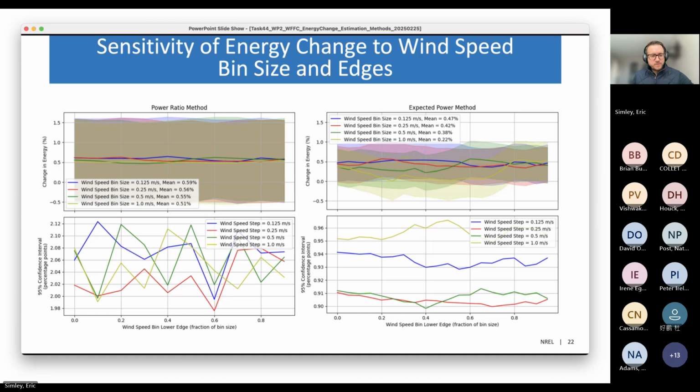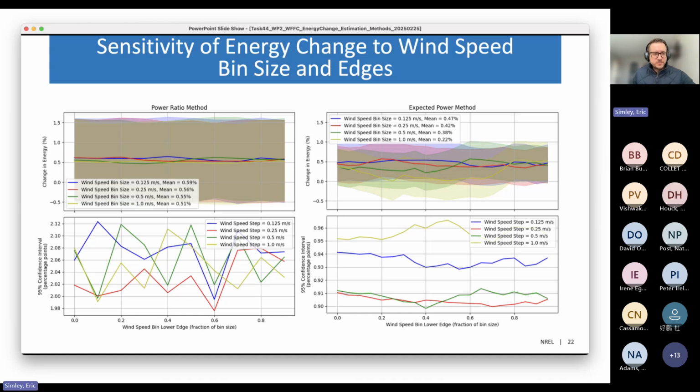So 0.5 means we would start, if our bin size is 1 meter per second, the bin edges would be at 0.5 meters per second, 1.5, etc. So really just looking at the sensitivity for changing exactly how we define the wind speed bins. And we could have done this for wind direction as well, but we just saw some interesting trends with wind speed, so looked into that in more detail.